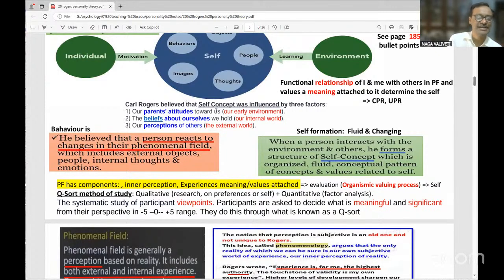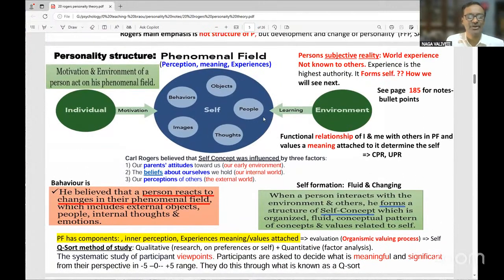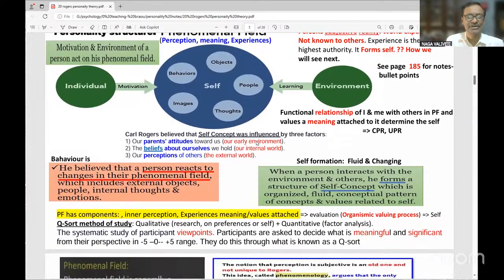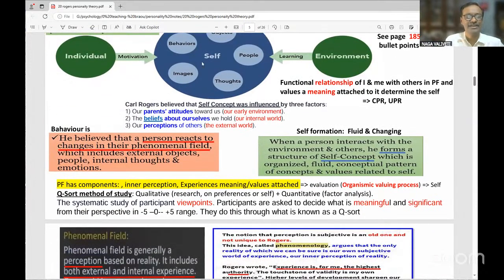These three, the learning, what you learn, will create the self.